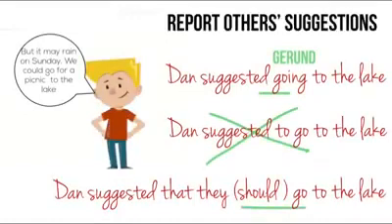So how to report other people's suggestions? What is Dan saying? We could go for a picnic to the lake. So Dan suggested going to the lake, or going for a picnic to the lake. So we use the gerund after the verb suggest, and we never use the to infinitive after suggest. So you cannot say Dan suggested to go to the lake. It's wrong. Another variant is to use the modal verb should or bare infinitive without to. For example, Dan suggested that they should go to the lake, or Dan suggested that they go to the lake.